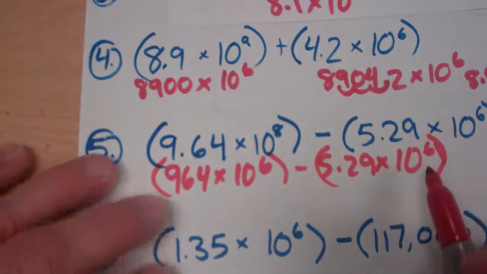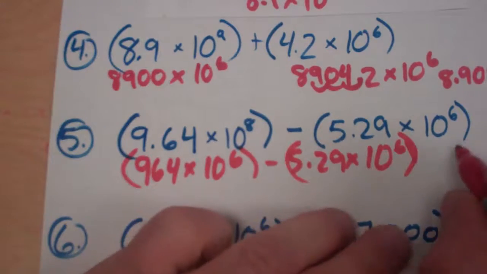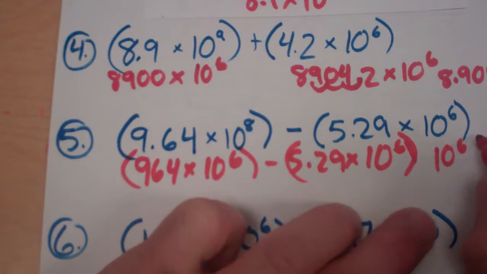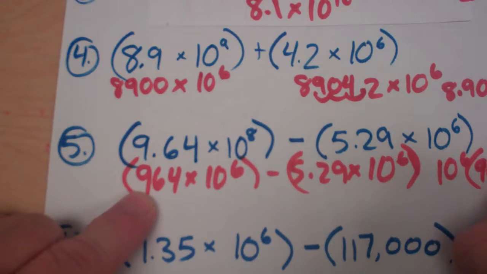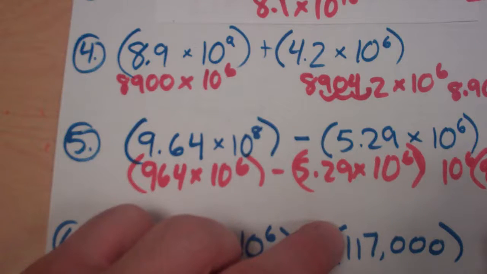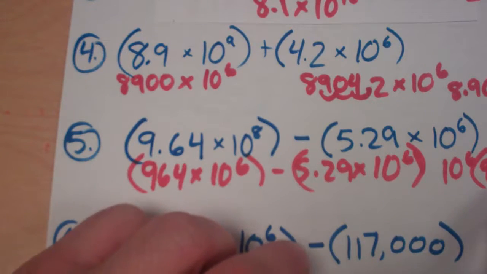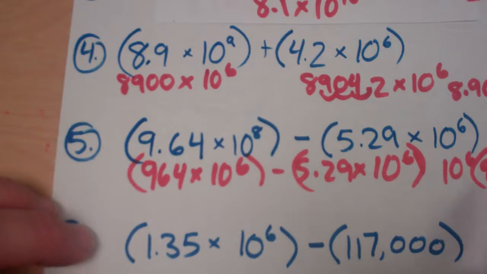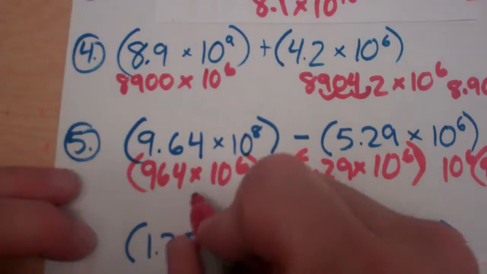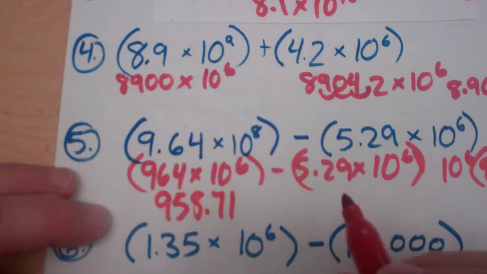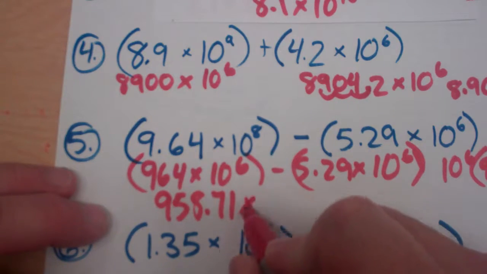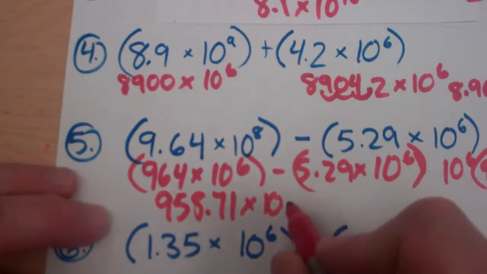I'm going to use my distributive property, which says I could factor this 10 to the 6th out of both of them. 10 to the 6th times, in parentheses, 964 minus 5.29. Okay, so now I can go ahead and do this 964 minus 5.29, which gets me 958.71. So 958.71 times 10 to the 6th power.